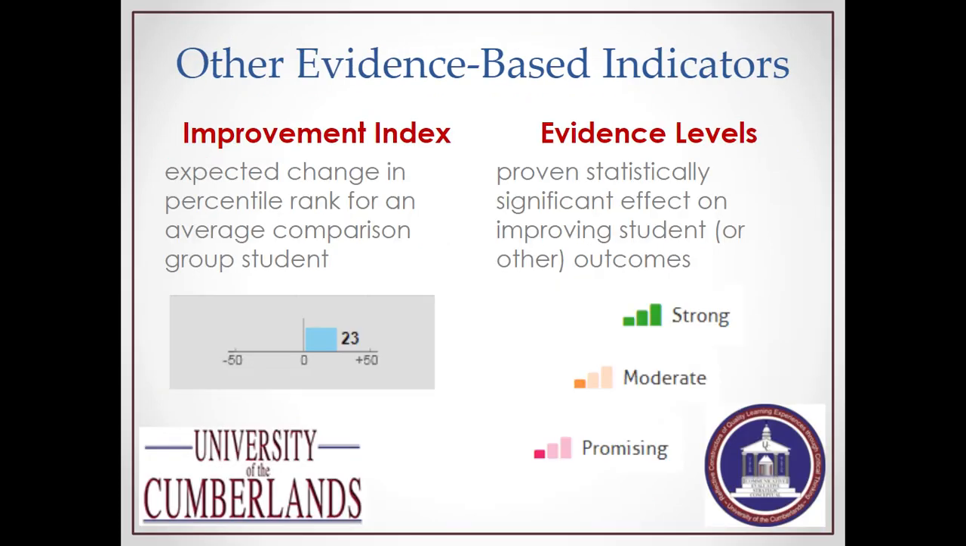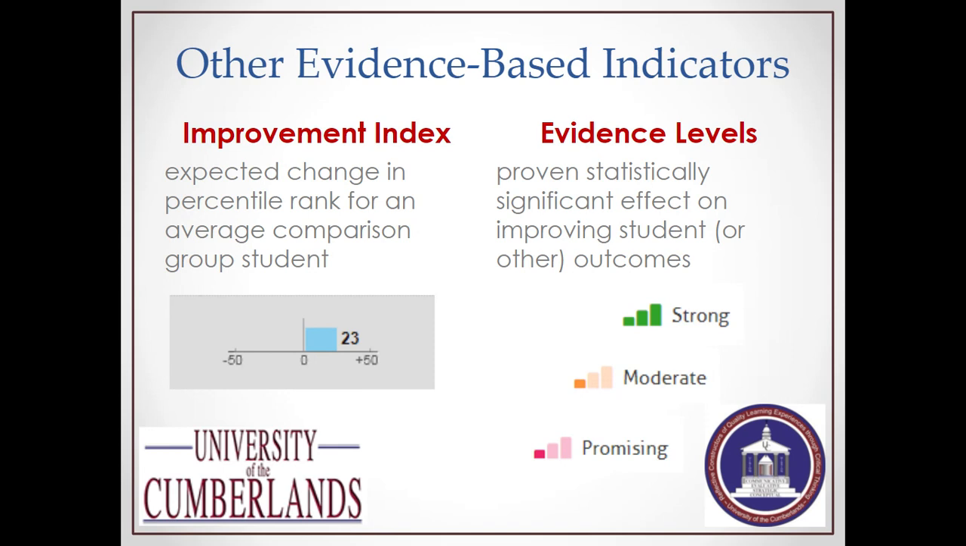So effect size is not the only indicator that's used to report impact. In some cases, you might see evidence-based impact reported through an improvement index. And an improvement index is just a change in percentile rank. And so it's going to tell you if you implement this particular strategy with some level of fidelity, you're going to see this amount of improvement in terms of percentile rank. So the example that you're seeing on your screen is one that has a positive impact of 23 percentile points, which is a pretty significant impact.